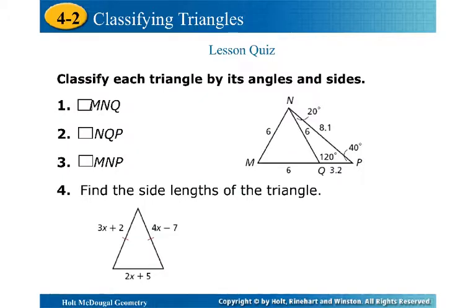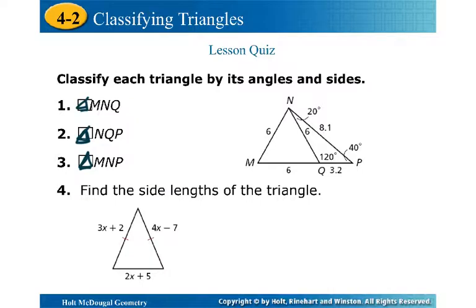Alright, so these are supposed to be angle images here. Okay, so a little quiz or review on what we need to know here. Each triangle is going to have a sum of 180 degrees, and we're going to classify them by its angles. So this is actually supposed to be an image of a triangle. Triangle MNQ and NQP and MNP.